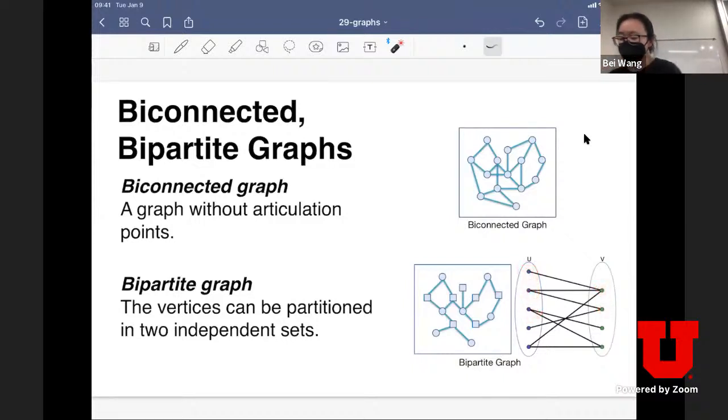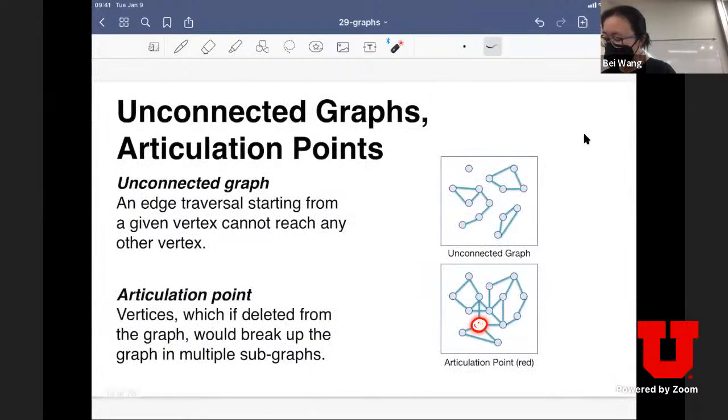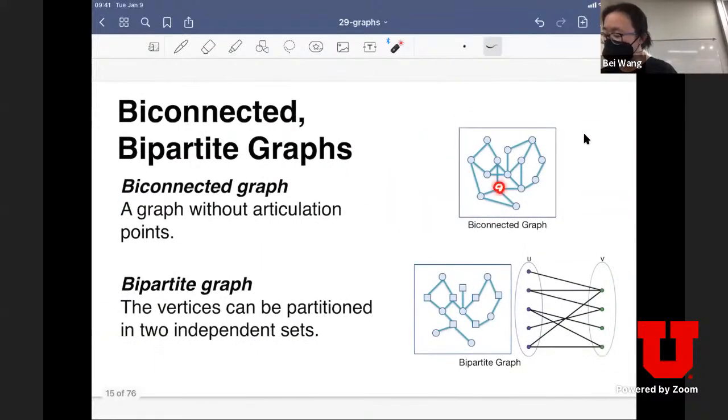So a biconnected graph is a graph without an articulation point. So for example, in the previous example, remember this node is an articulation point because once I disconnect it, it splits the graph into two components. But here, remember, I added an extra edge right here. So even if I disconnect here, the graph remains connected.